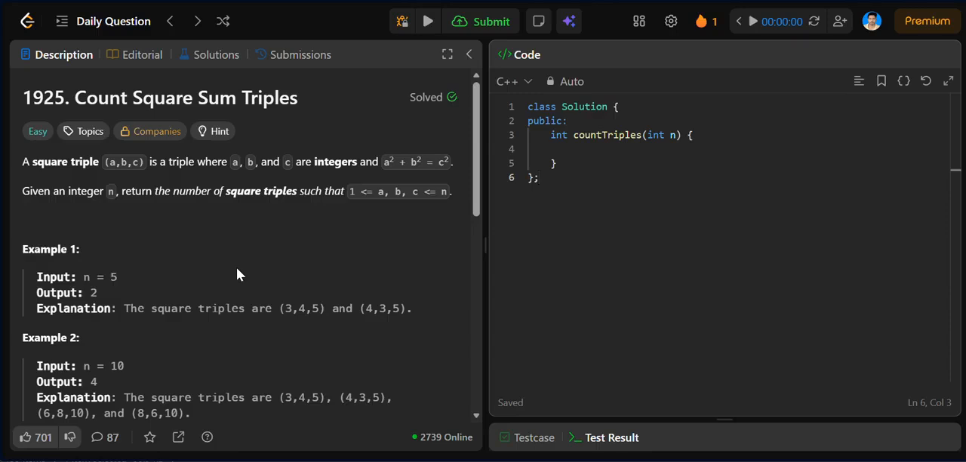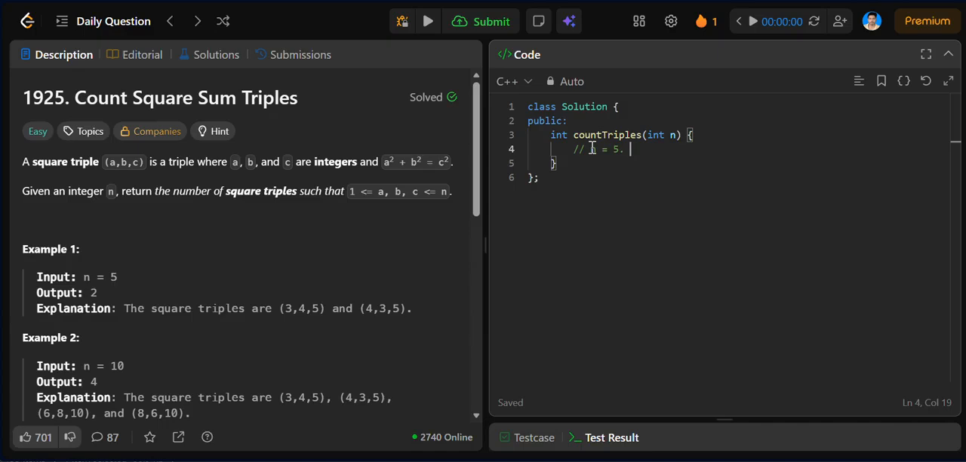So, today we will read and solve the problem of Count Square Triples. In that problem, a square triple (a, b, c) is a triple where a, b, c are integers and a square plus b square is equal to c square. Given an integer n, return the number of square triples such that 1 is less than or equal to a, b and c, which are less than or equal to n. So in the question, n is equal to 5.